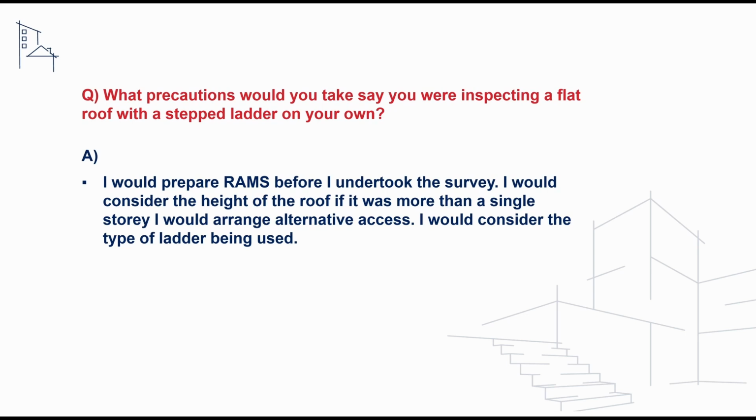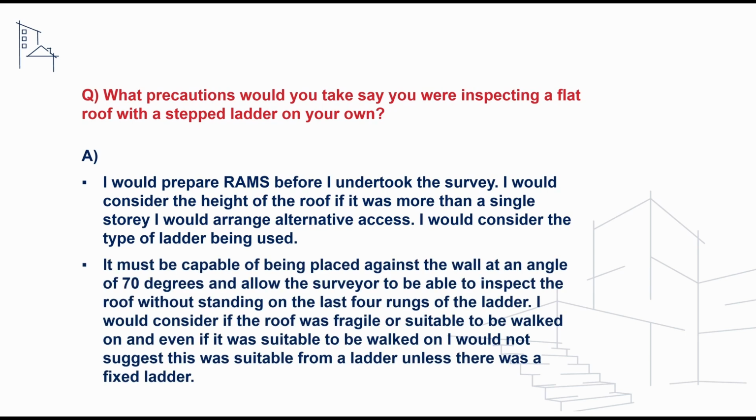We could also say that we would consider the type of ladder being used and state that it must be capable of being placed against the wall at an angle of 70 degrees, allowing the surveyor to undertake the inspection of the roof without standing on the last 4 rungs of the ladder. We could also reference that we would consider if the roof was fragile or suitable to be walked on, and even if it was suitable to be walked on, I would not suggest that this was appropriate from a ladder unless there was a fixed ladder in place.